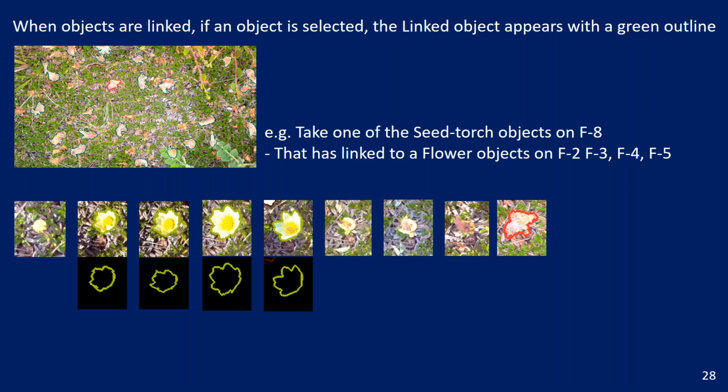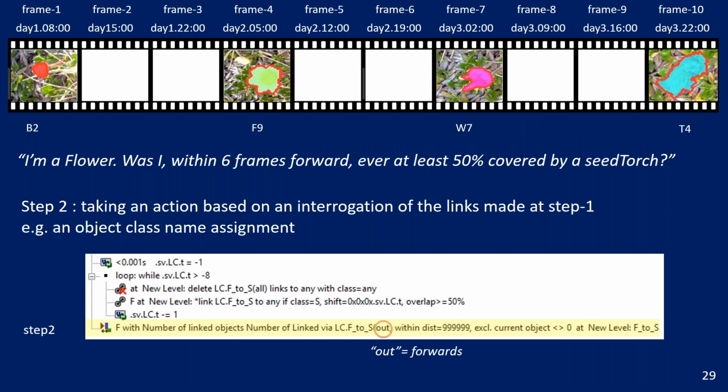So yeah, good. So that was step 1. Then we come to step 2, and that's taking an action based on a query of the links made at step 1. In this case, for example, it's an object class name assignment, so a relabeling of an object based on a query.